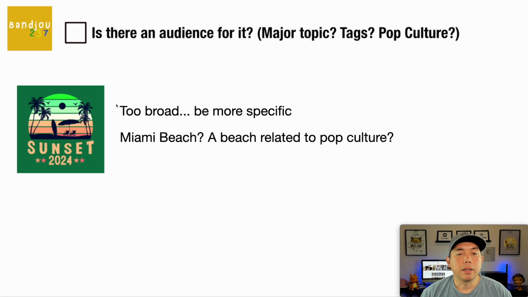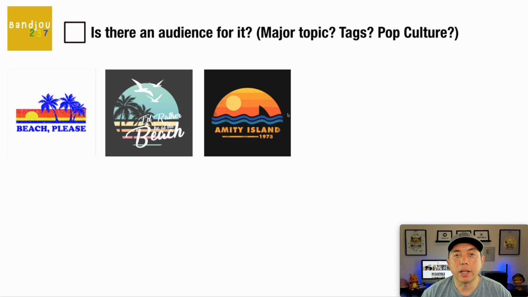All right, again, back to this one. This may be too broad. Maybe you want to do something more specific, like Miami Beach instead of just Sunset 2024. Maybe it's a beach-related thing to pop culture. Maybe it's funny. That's one way for it to stand out. So one way these people are standing out with their sunset, they're putting a funny phrase. You can see here, pop culture right here, right? So that's one way for some other popular designs with the sunset to stand out.